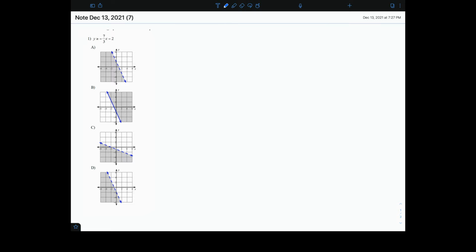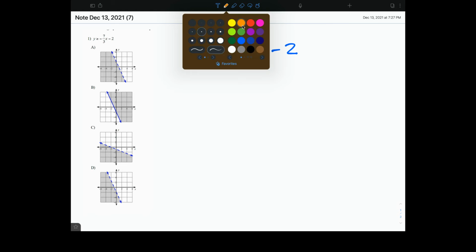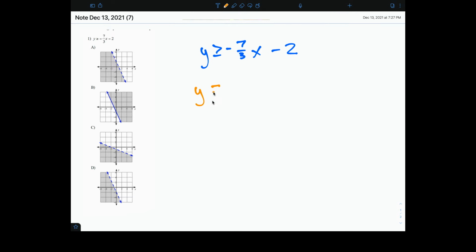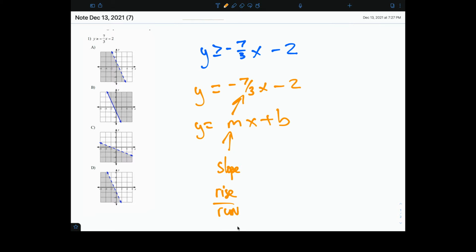All right, so we have y is greater than or equal to negative 7/3 x minus 2. If we're asked to graph this, as we've discussed previously, we think of it as y equals mx plus b, where m is the slope, and we know slope to be rise over run, and b is the y-intercept, where it crosses the y-axis.